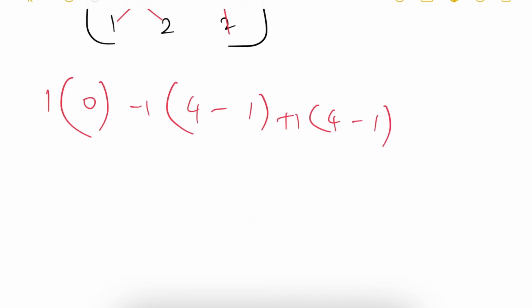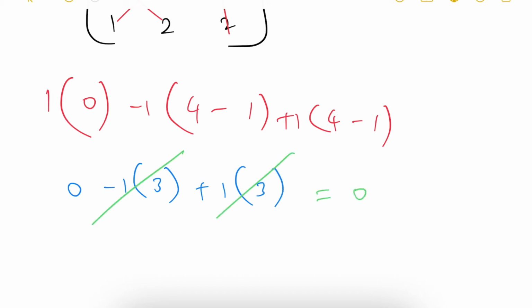Okay, done. Now here if you observe this clearly, 1 into 0 is 0, minus 1 into 4 minus 1, 3, plus 1 into 4 minus 1, 3. This is minus 1 into 3, this is plus 1 into 3, both will get cancelled, then the determinant is 0.